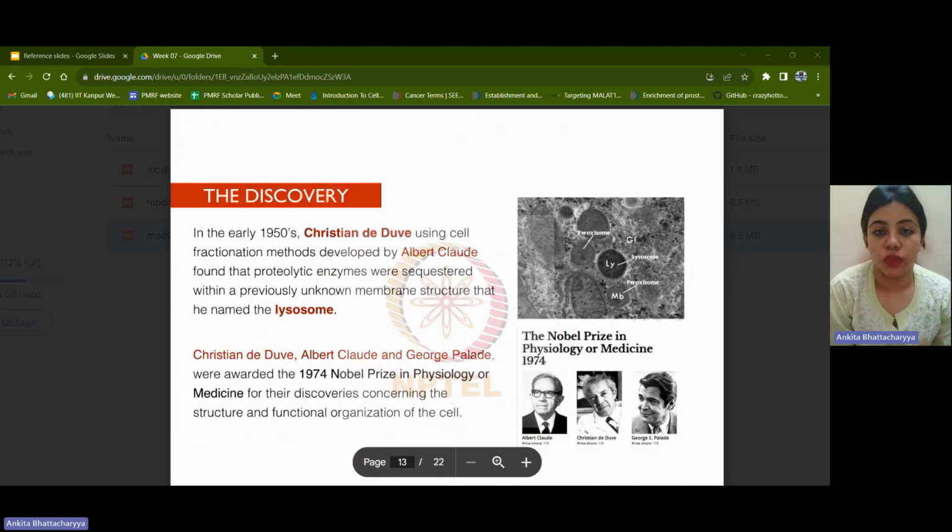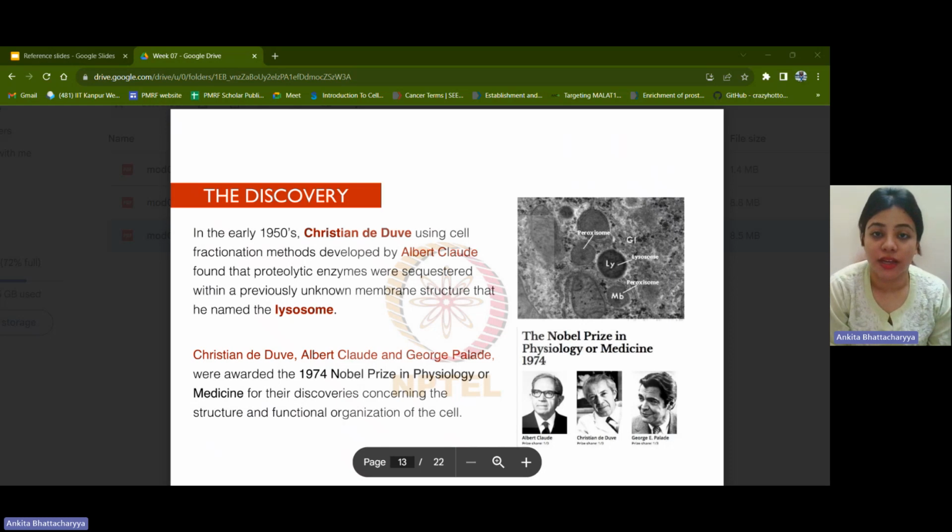So we are going back to the idea that was there. In the 1950s, Christian de Duve, using cell-fractionation methods developed by Albert Claude, found that proteolytic enzymes were sequestered within a previously unknown membrane structure that was coined as the lysosome by them because it was lysing the components inside the cell. And Christian de Duve, Albert Claude, and George Palade, you can actually read. There are a lot of discoveries by Palade that you can read up on, and they're fantastic.